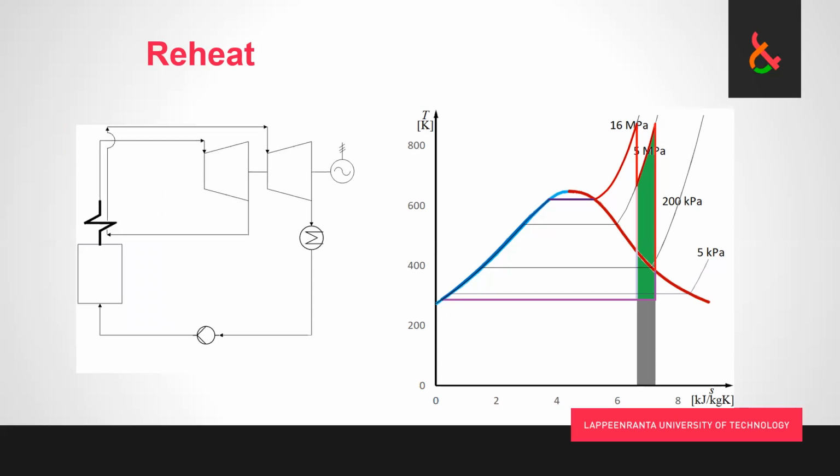So basically, if there is reheat in the power plant, it means that we are separating the turbine into at least two different bits. So first, the high pressure turbine expands a little bit, sends the steam back to the superheater, and then the final expansion is in the low pressure turbine.